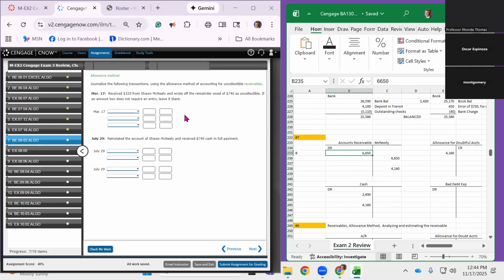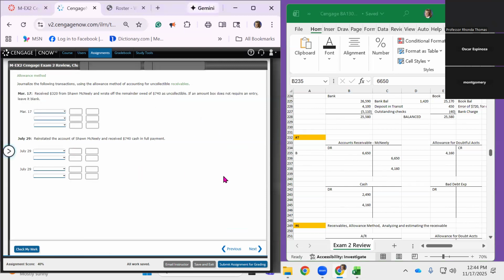All right, we are Sean McNeely, right? We have an accounts receivable with Sean McNeely. It says that on March 17th, we received $320 from Sean. So I'm going to make cash go up 320. Let me get rid of all these other numbers here so we don't get confused. Okay, they didn't tell us the balance to begin with, but we could find it if we want to.